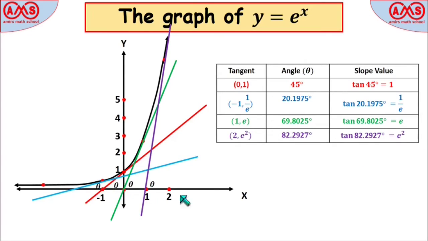So we found the value of slope of tangent at this point, this point, this point, and also this point. Now let's see the graph of dy by dx. That is, if we replace y by dy by dx, what will be the graph? If we draw another graph where along the x-axis we take the value of x, and in the vertical axis we take the value of the slope of tangent, dy by dx, that is d dx of e to the power x, what happens in this case?